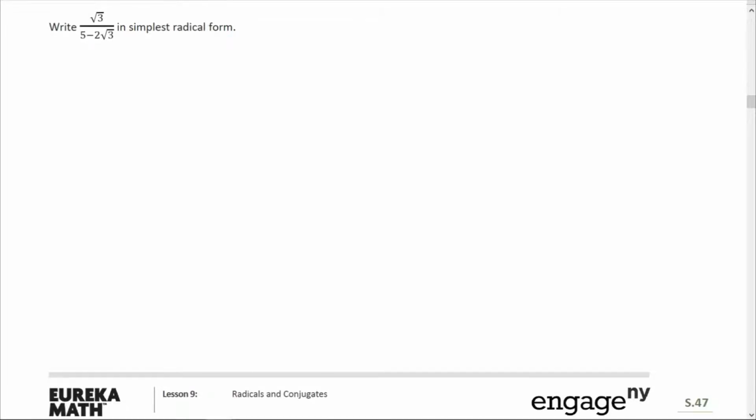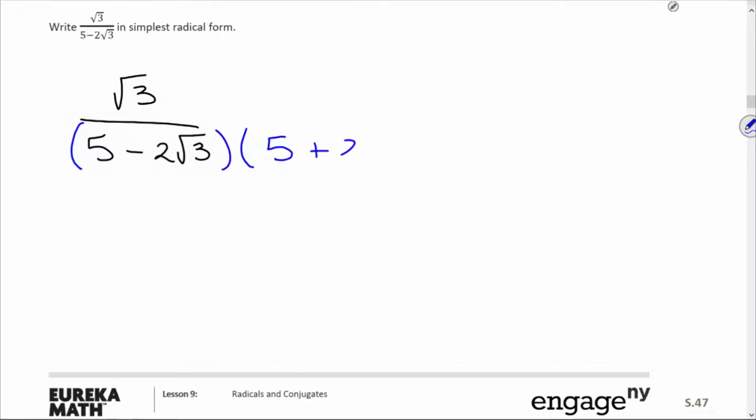root in the denominator. So if we have a fraction of root 3 over 5 minus 2 root 3, if we want to write that so we have a whole number or a rational number in the denominator, then we'll need to use a conjugate. So we'll multiply top and bottom by the conjugate of the denominator. So multiply this times 5 plus 2 root 3 to use the power of the conjugate, but that would change the value of the fraction, which we can't do.